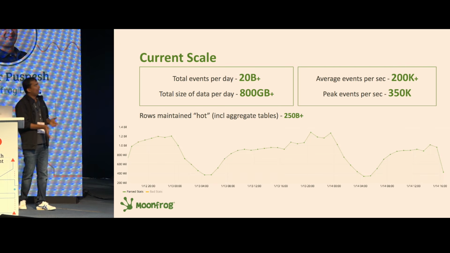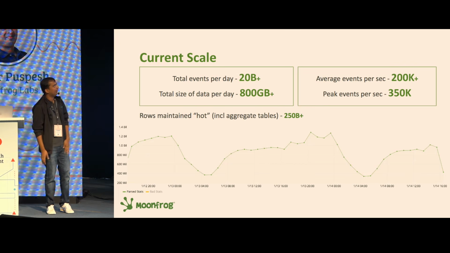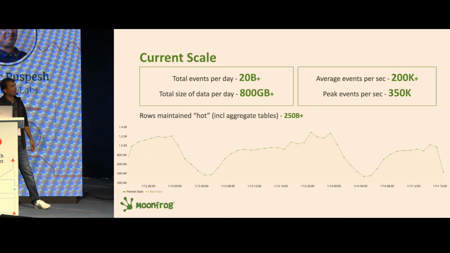So this is our current scale. As you can see, games, we have a daily pattern. It follows the traffic patterns of the products as well. Total events per day is 20 billion plus. Total size of data per day is 800 GB plus uncompressed. Average events per second is 200,000 plus. Peak events, as you can see, goes till 350K approximately. And rows maintained hot, including aggregate tables, is 250 billion plus. Rest is obviously all backed up in the data lake. We can load it whenever we want in ad hoc tables or in the main cluster as well.